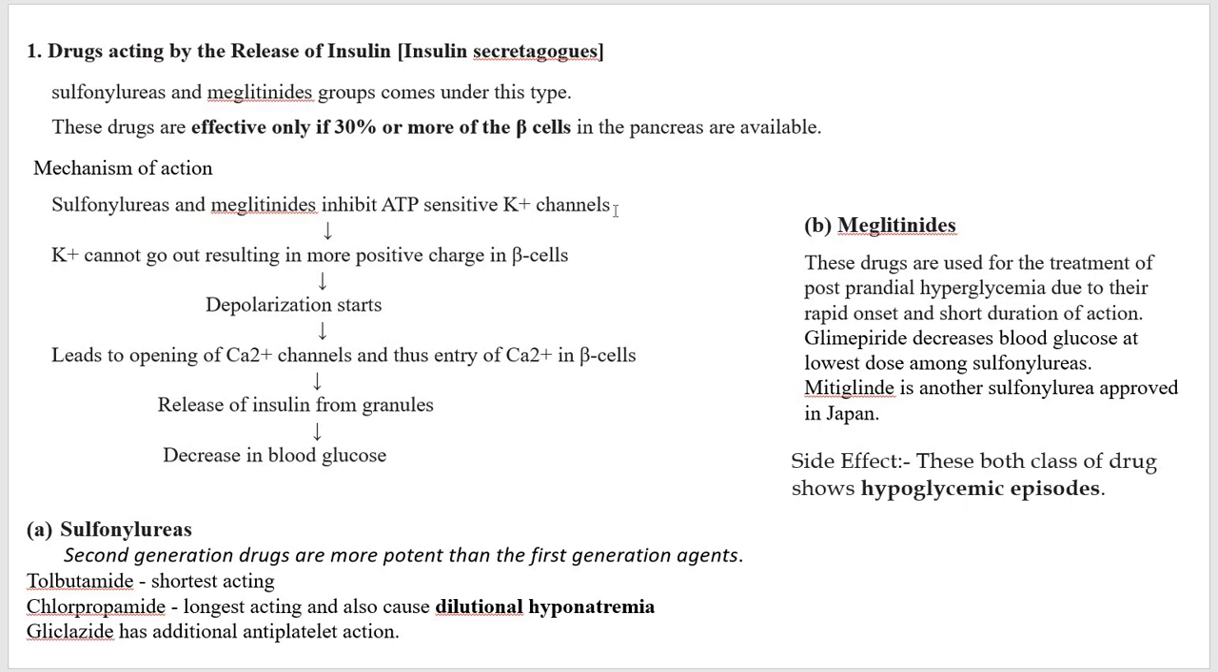Okay, so in that patient these drugs are effective, and the mechanism of these drugs is they inhibit the ATP sensitive potassium channel, and because of that they cause depolarization of the cells, and as a result they increase the release of insulin from the granules. Okay, and the different drugs are sulfonylureas and meglitinide.